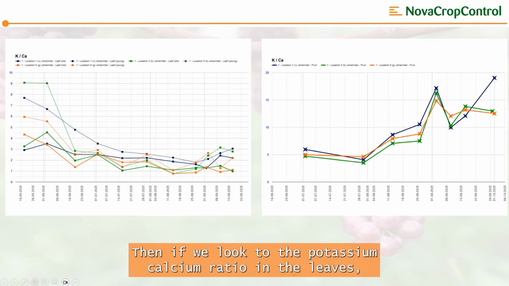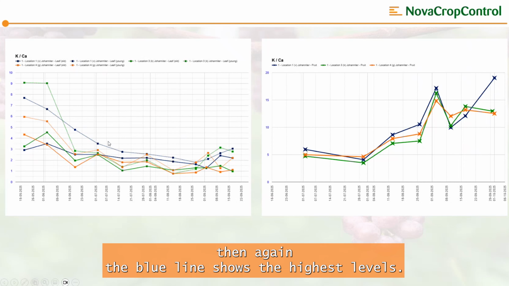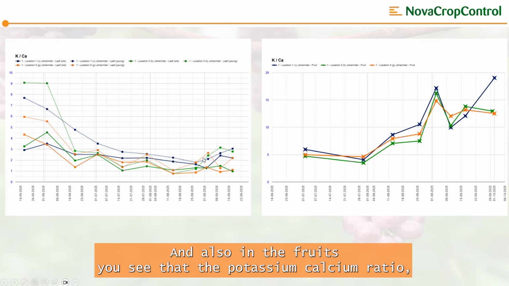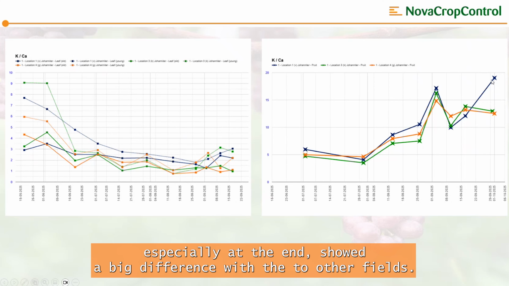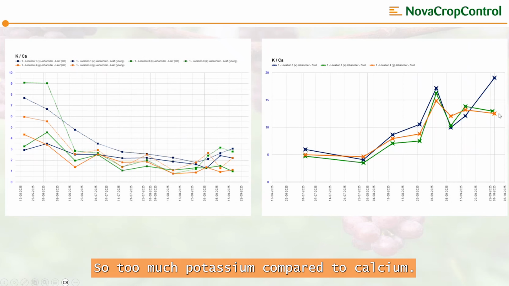Then if we look at the potassium calcium ratio in the leaves, again, the blue line shows the highest levels. And also in the fruits, you see that the potassium calcium ratio, especially at the end, showed a big difference with the two other fields. So too much potassium compared to calcium.